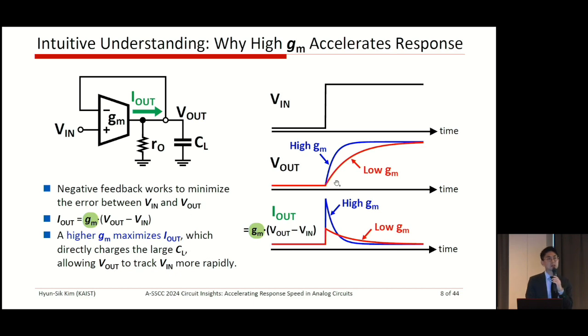So this is the design with the small GM, and the other one is the higher GM case, right? So with higher GM, the output current can be maximized. Therefore, a larger current pours into the output capacitor, so we can achieve a faster response of the output, right? So as you can see, without using any mathematics, we can understand that, oh, high GM is very good to accelerate the circuit response in the time domain, okay?